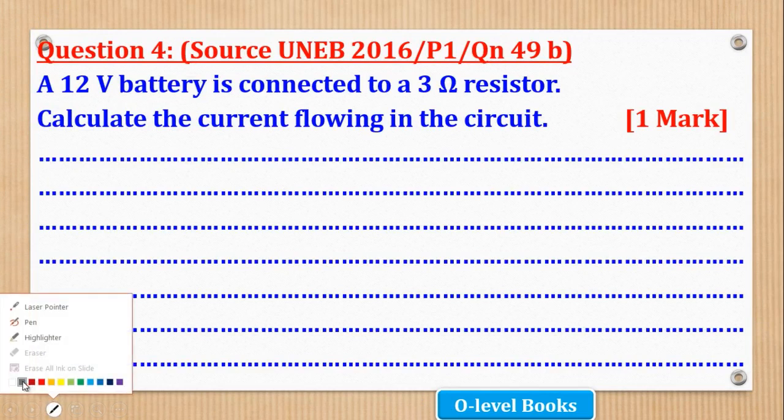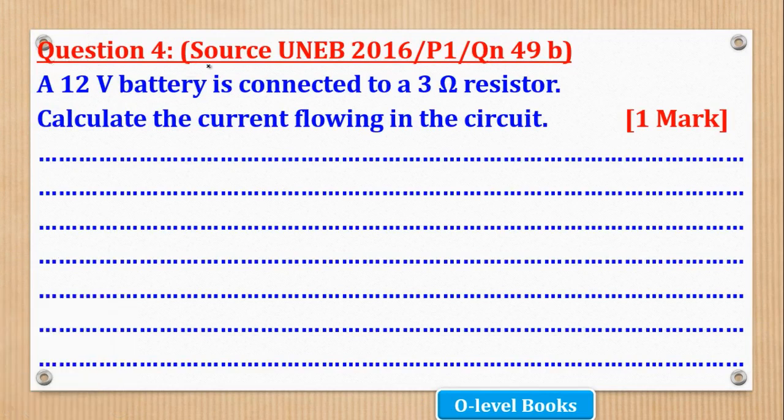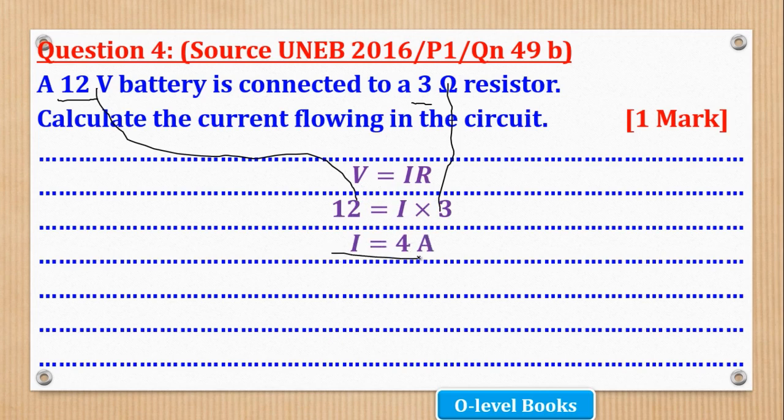So with that, let's go to our next question, question 4, which came from UNEB 2016, paper 1, question 49b. It says that a 12 volt battery is connected to a 3 ohm resistor. Calculate the current flowing in the circuit. So 12 volt is the voltage or PD, and this is R. We shall first quote, then substitute. For PD it is 12 and the resistance is 3. Next, make I the subject, and that will be the current they wanted.